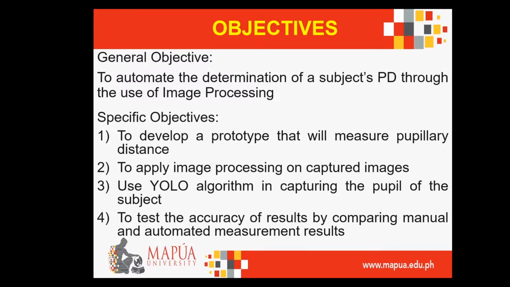The objective of this study is to automate the determination of a subject's pupillary distance through the use of image processing, while taking into consideration the specific objectives: Number 1, to develop a prototype that will measure pupillary distance. Number 2, to apply image processing on captured images. Number 3, to use the YOLO algorithm, or the You Only Look Once algorithm, in capturing the pupil of the subject. And number 4, to test the accuracy of results by comparing manual and automated measurement results.